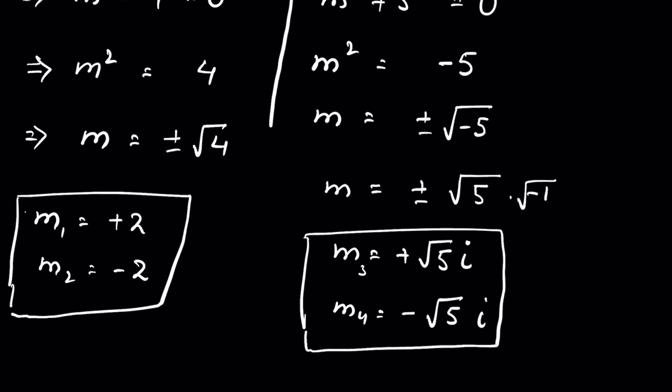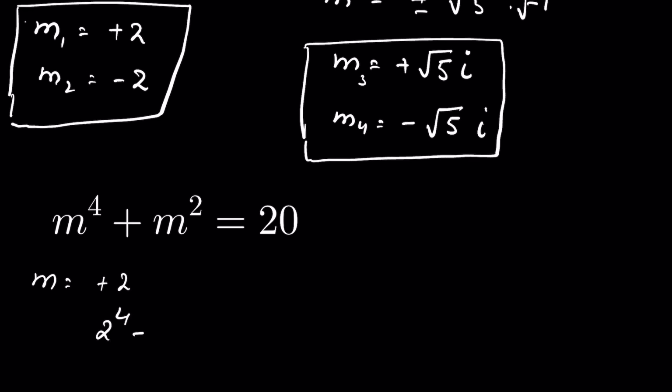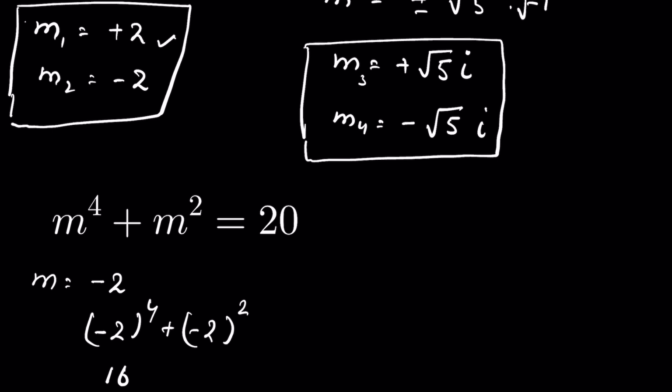Now let's verify this answer. When m is equal to plus 2, so 2 to the power 4 plus 2 square is 16 plus 4 is equal to 20. So this is correct. When m is equal to minus 2, so minus 2 to the power 4 plus minus 2 square, so it is 16. Since the exponent is an even number, it will be positive, plus again this is 4, so 16 plus 4 is 20. So this is also correct.